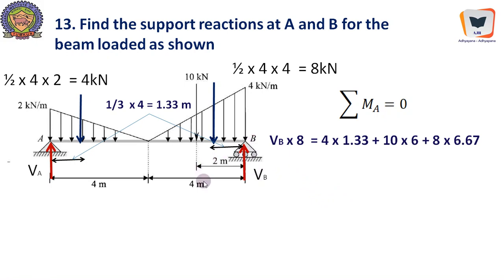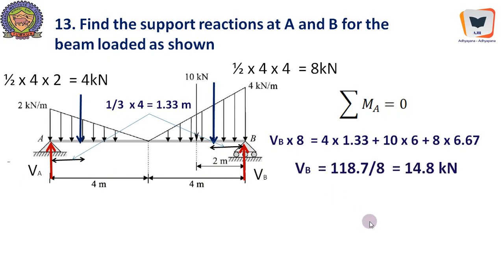So VB into 4 plus 4, 8 plus 4 into 1.33, this one clockwise moment, and this is 8 into 6.67, because here till here it is 8 minus 1.33 will get us 6.67, plus 10 into 6. It is already given, 10 into 6 meters. This is a readily available force, that is the given force. And this 6.67 is obtained by lessening 1.33 from 8, because this distance is 1.33.